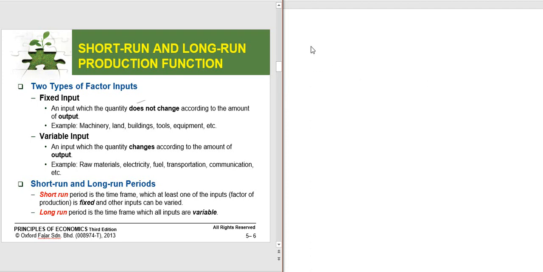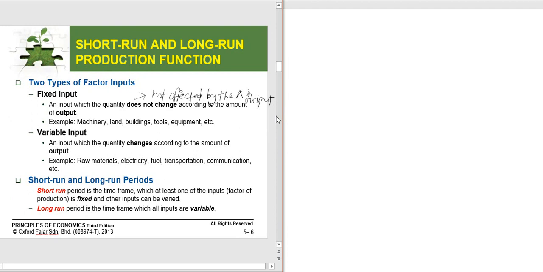It is not affected by the change in the output. Okay, so that is fixed input. And then we have variable input, which will change when the output changes. It will change according to the amount of output. So usually the more output you produce, the more variable input you will need in your production.